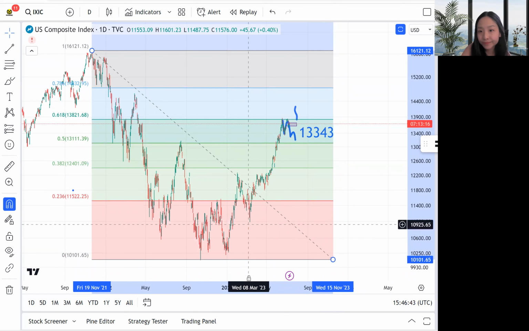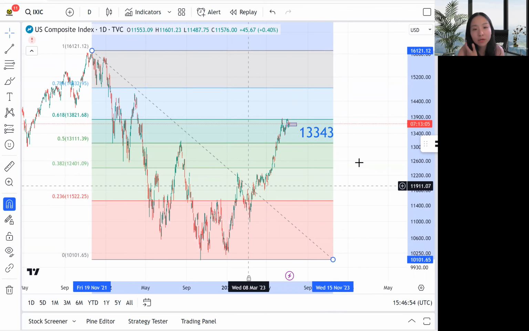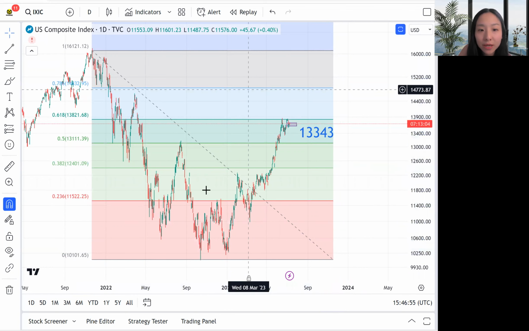So far, let me hide this. Let me give you a better view. You can see now we come down here, we rebound. Last time I mentioned how a lower low is formed: they go to 38.2%, they cannot go above the resistance, and they come down. Then you will form a lower low.